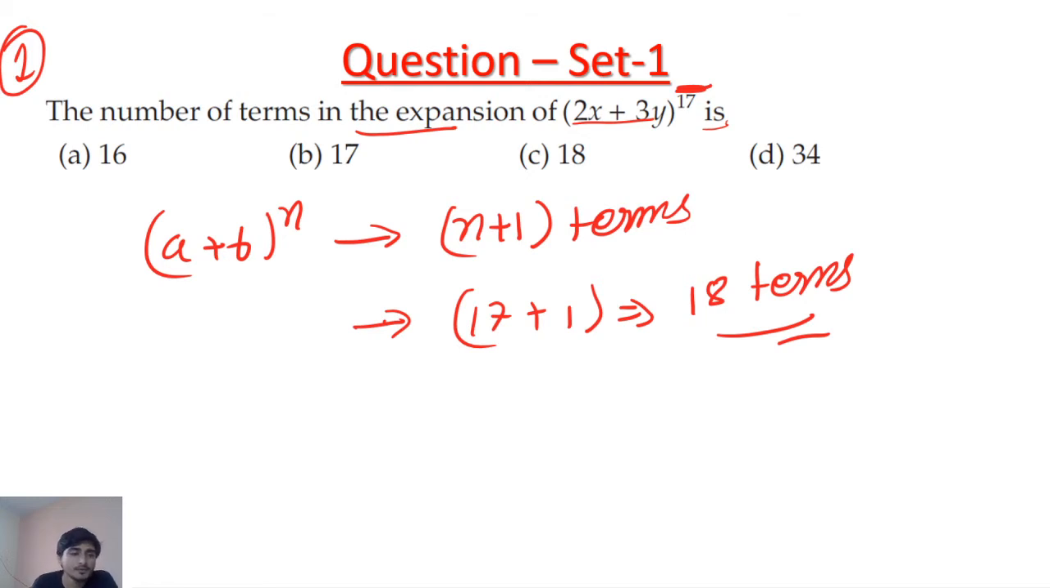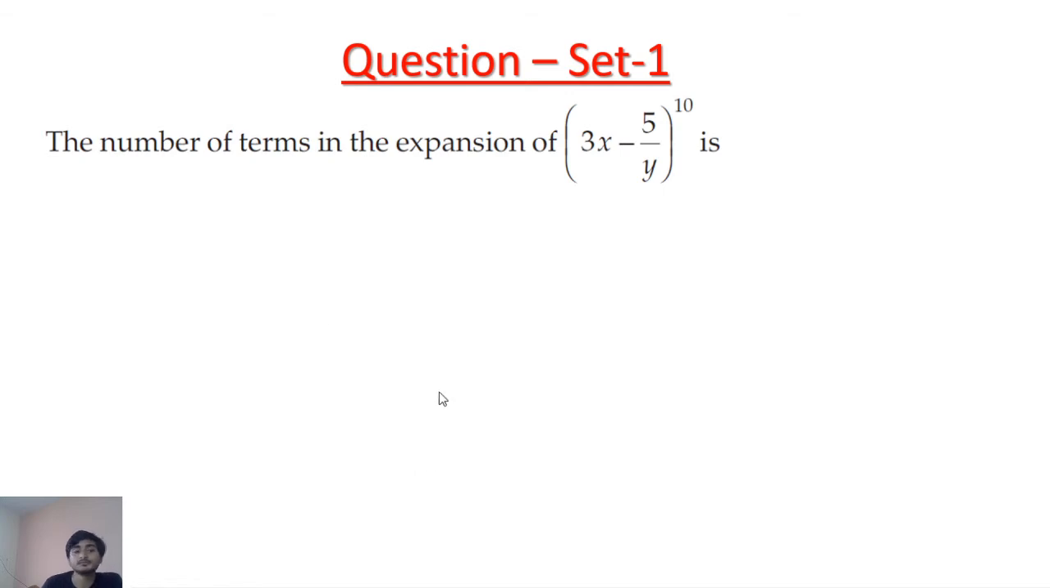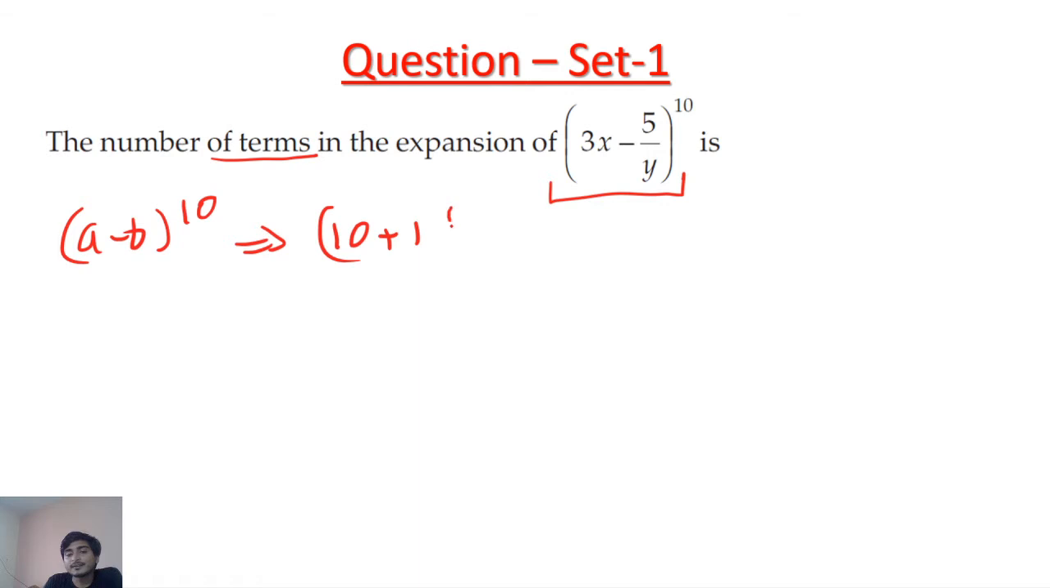Okay, coming to question number 2. What do we have here? (3x - 5/y)^10, right? Again the number of terms: even if it is negative or positive, the number of terms will still be the same, right? So again we have (a - b)^10, so this will have 10 + 1, that is equal to 11 terms in the expansion. Is it clear? Hope it is clear with all of you.